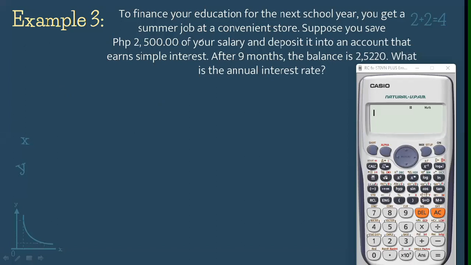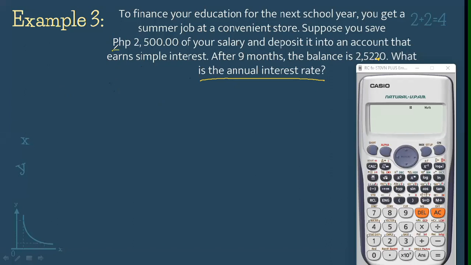To finance your education for the next school year, you get a summer job at the convenience store. Suppose you save 2,500 of your salary and deposit it into an account that earns simple interest. After 9 months, sabi dito, after 9 months daw po, the balance is 2,522. So we have here a point po dito sa part na to. What is the annual interest rate?